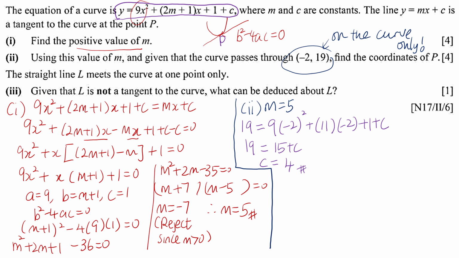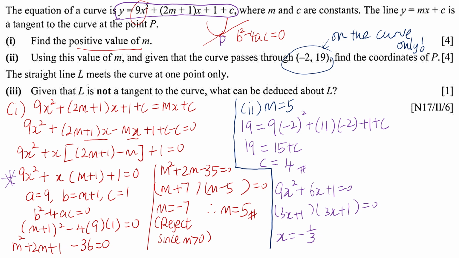Okay, so when c is equal to 4, how should we do it? I still need to know my x coordinate. All right, so I'm going to use this part here. You don't need to solve the two equations again to generate the equation in x. We have already found it in star. So we can just simply substitute m equals to 5 into star to get 9x squared plus 6x plus 1 equals to 0. So we can factorize it. So that gives you x equals to negative 1/3.